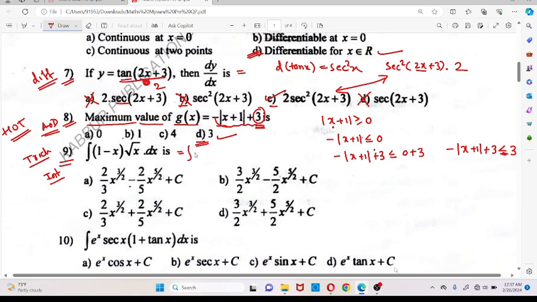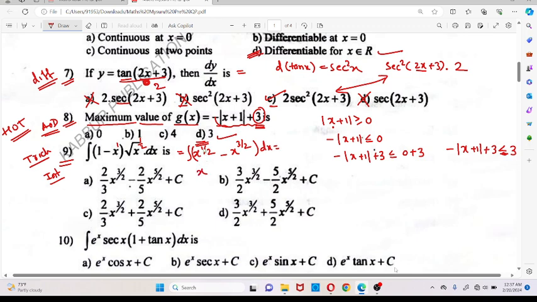Here root x is nothing but x to the power 1 by 2. So I will write x to the power 1 by 2 minus x is 1. Here root x is nothing but 1 by 2. So if you add it, 1 plus 1 by 2 will be what? 3 by 2. I will get x to the power 3 by 2 into dx. If you integrate this, you will get here answer as x to the power 1.